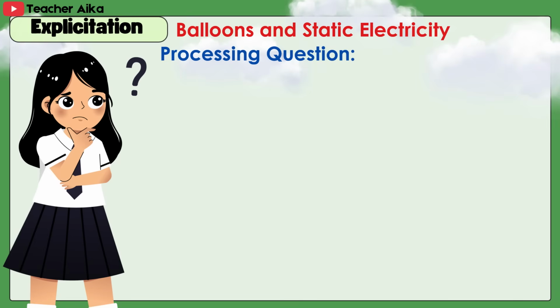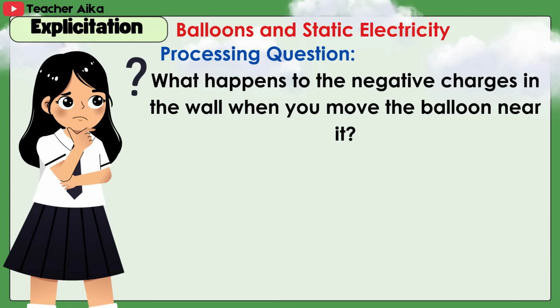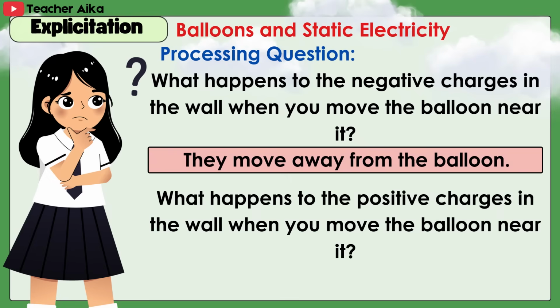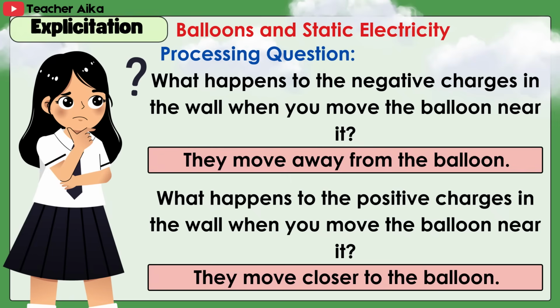Processing questions. What happens to the negative charges in the wall when you move the balloon near it? Answer: they move away from the balloon. What happens to the positive charges in the wall when you move the balloon near it? Answer: they move closer to the balloon.